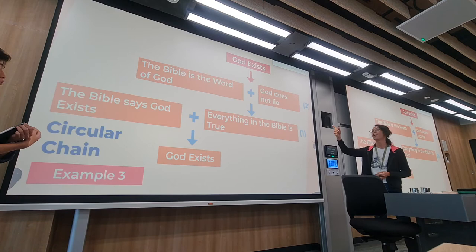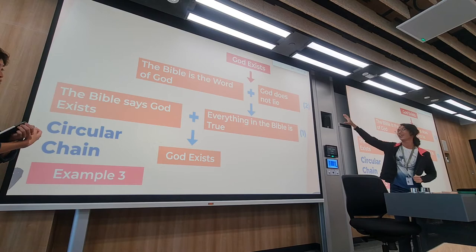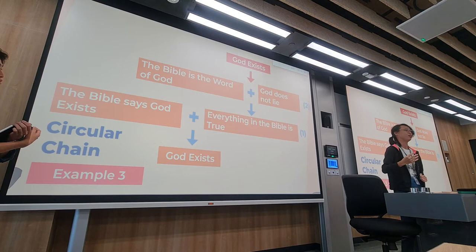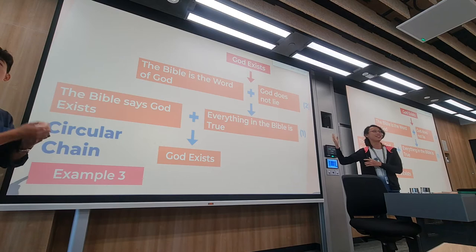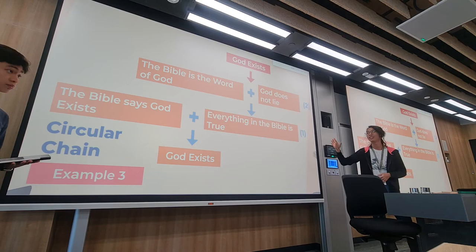However, for the second layer to be true, this argument presupposes that God must exist. After all, if God does not exist, statements about what he said, as in the word of God, and whether or not he lies cannot be substantiated. And because this left side of the argument has unsubstantiated premises, this entire argument is therefore unsubstantiated.